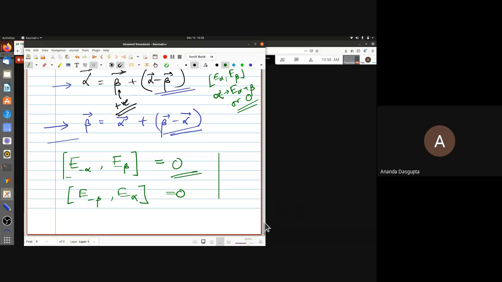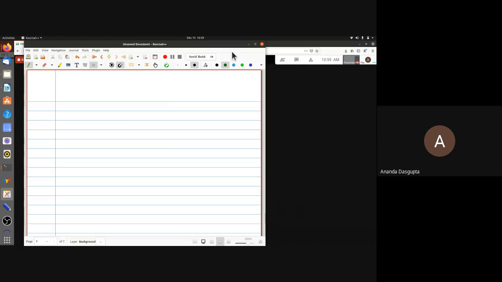So this is for simple roots. Remember, now we are not talking of all roots, we are just talking of simple roots. If alpha and beta are simple roots, then E minus alpha must commute with E beta, and E minus beta must commute with E alpha. Now, can you see why that's an important result, E minus alpha with E beta being 0? It tells you something about alpha dot beta by alpha mod square. Can you tell me what?